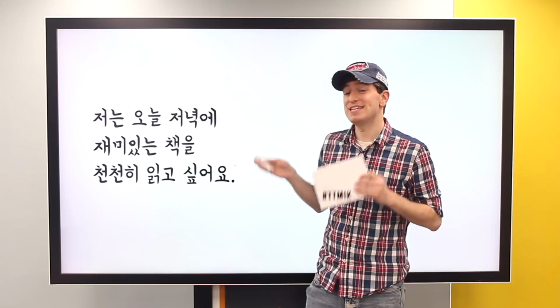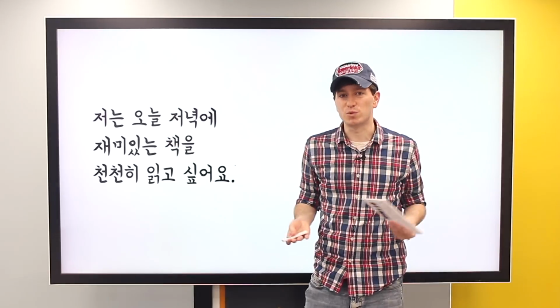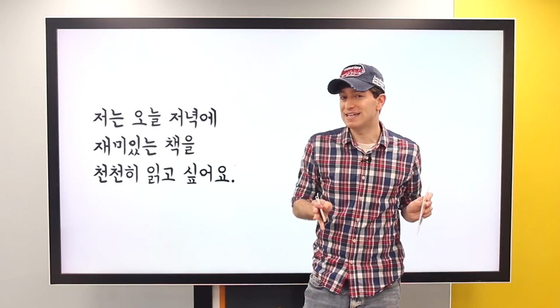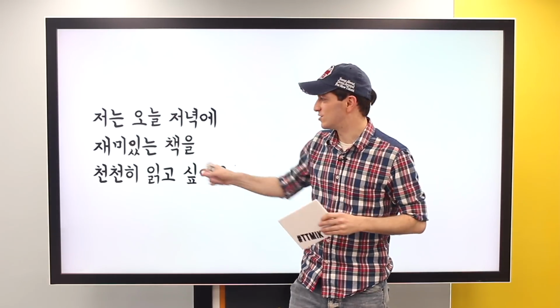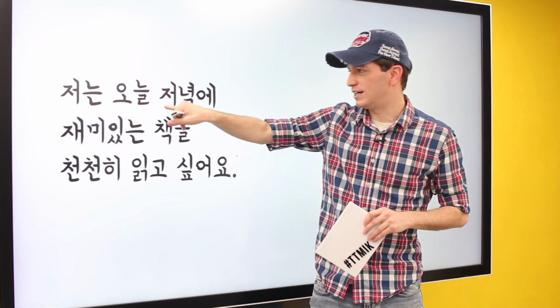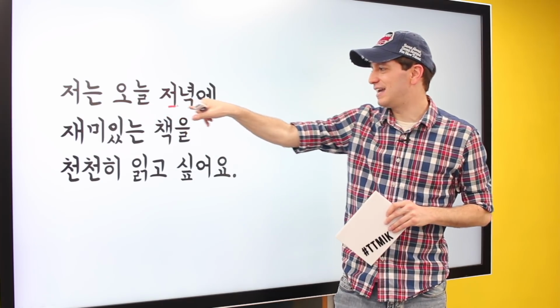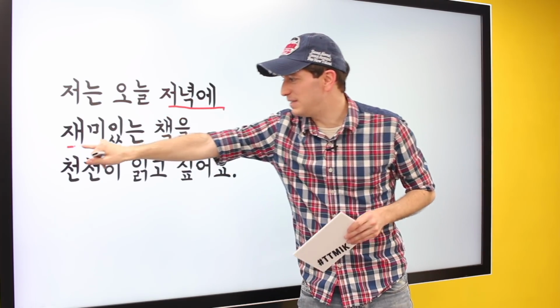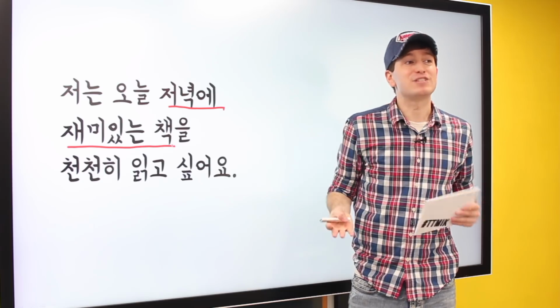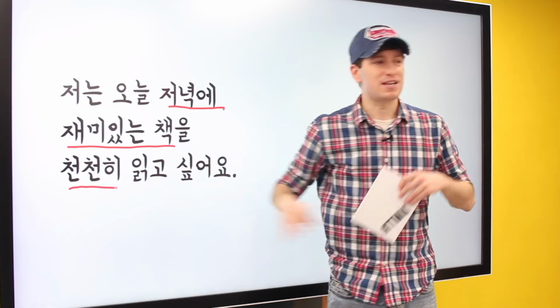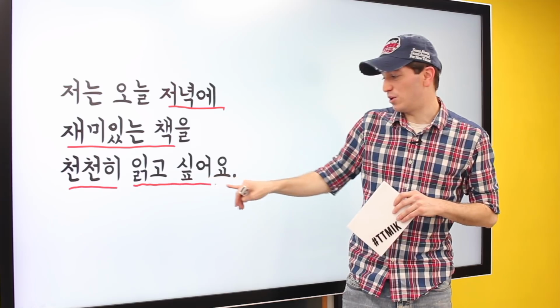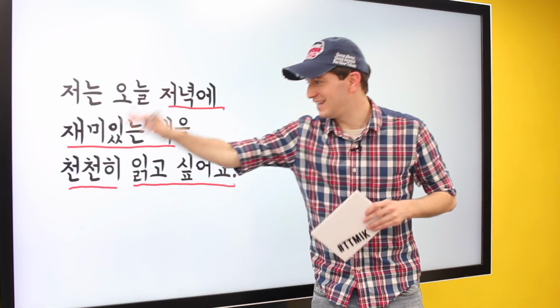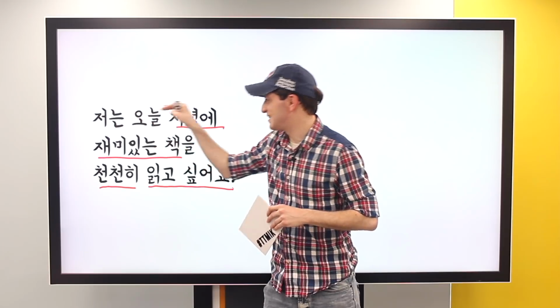And everything that we've covered have been short and simple rules which you can combine to create much larger sentences. For example, this sentence uses all of those simple rules that we've just talked about combined together into a larger sentence. So we have 저는 오늘, I today, 저녁에, in the evening, 재미있는 책, so an entertaining book, 천천히, slowly, 읽고 싶어요. I want to read slowly an entertaining book tonight in the evening.